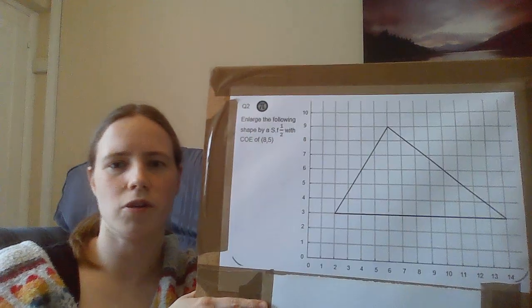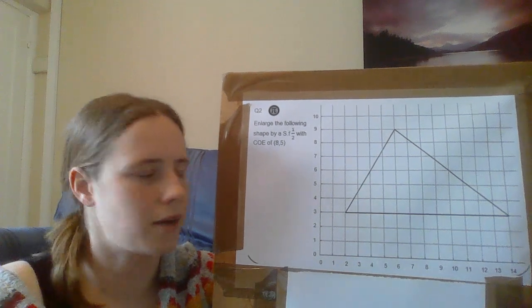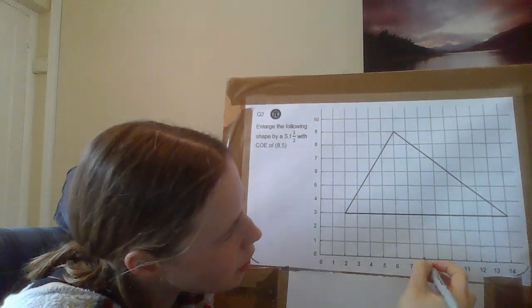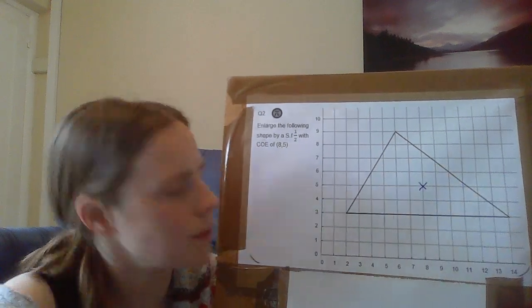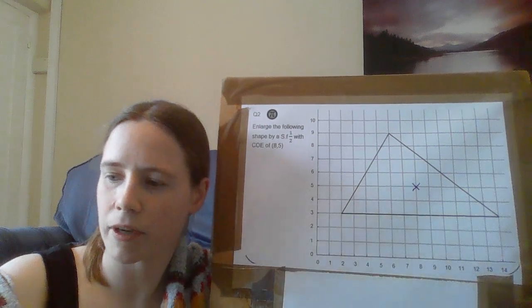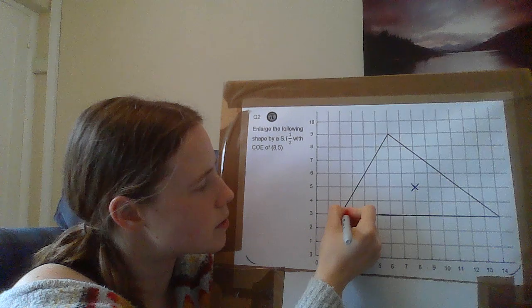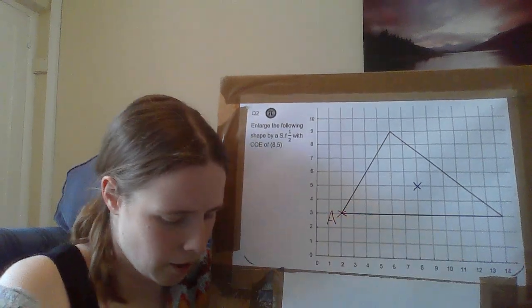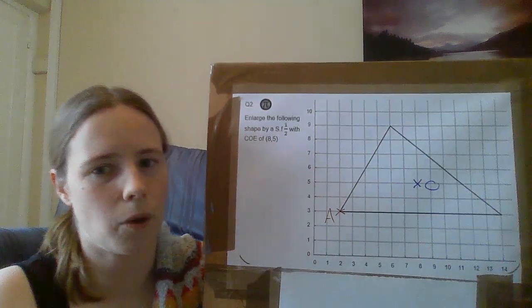Right, next question. We've still got a fractional scale factor. This time we've got a scale factor of 1/2. Again, I'm going to put the centre of enlargement down first of all, 8,5. So 8,5 is going to be here. It's in the middle of the shape, but the principle works exactly the same as usual for this. So I'm going to do a vector first of all, and then we'll think about lengths. I'm going to go for this point here as A, and I'm going to call my original centre of enlargement O, but again, you can go for any letter you want.